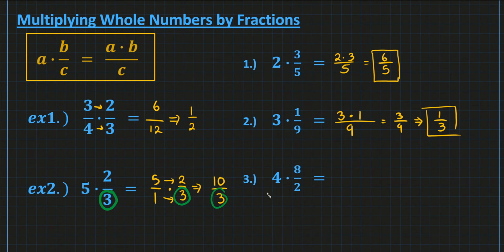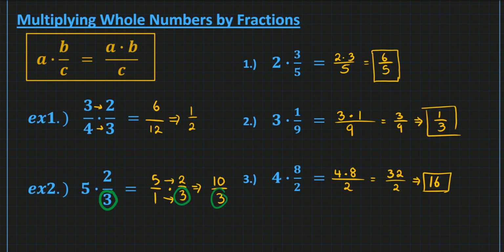Last one, number 3. Pause it, and go. Once again, we're just going to multiply the top. 4 times 8 over 2. That's 32 over 2. And that can also be simplified into 16, the whole number 16.